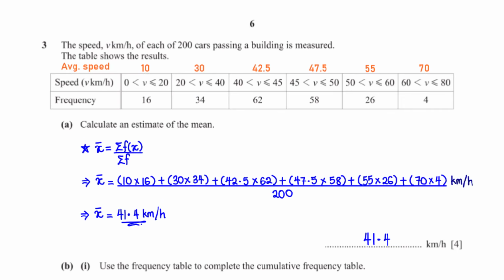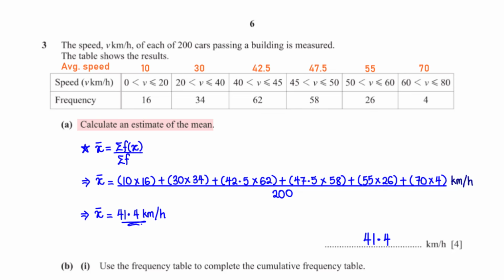The speed v kilometers per hour of each of 200 cars passing a building is measured. The table shows the results. Calculate an estimate of the mean. The mean is sigma fx divided by sigma f.